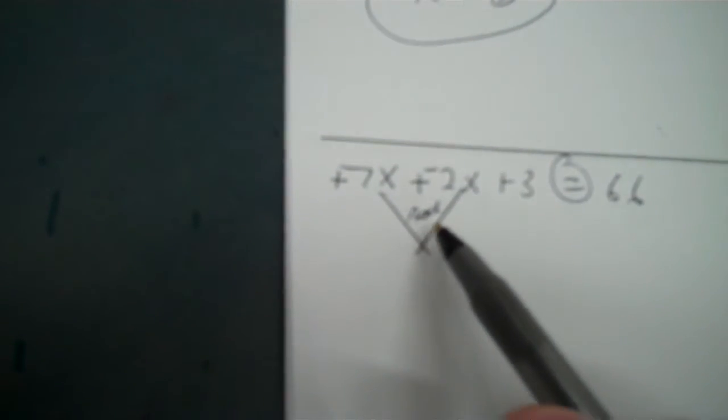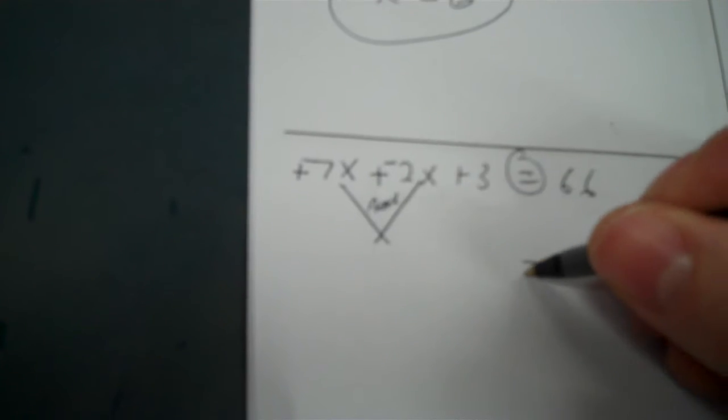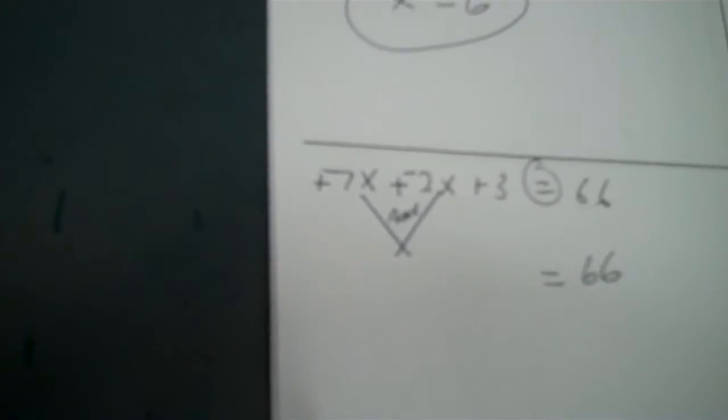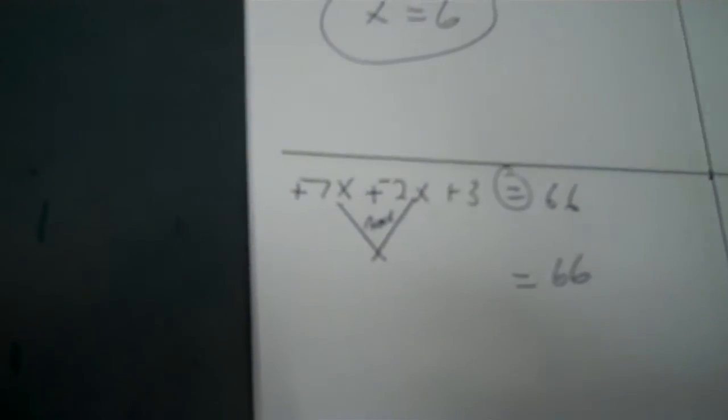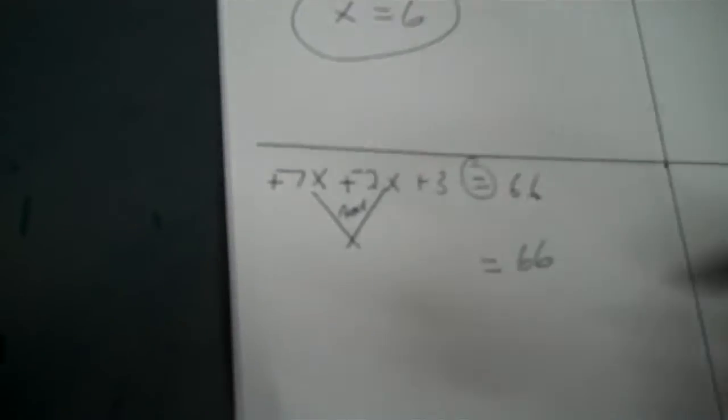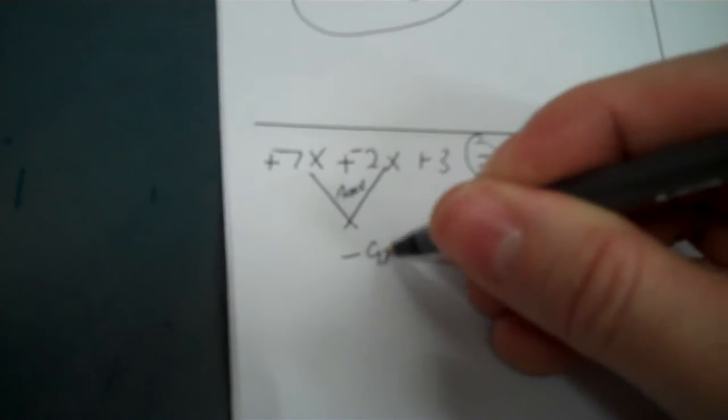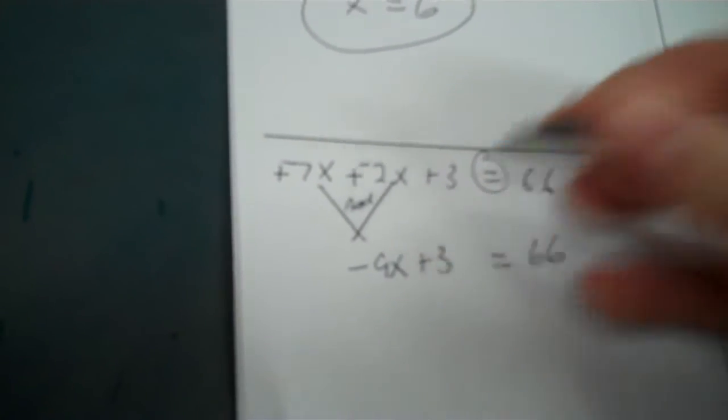That's me writing ADD. So I line up my equals. We have 66 over there. And I need to add these. Okay? When they're on the same side of the equals, you do your little adding v. Negative 7 plus negative 2 is negative 9. So that's negative 9x plus 3.